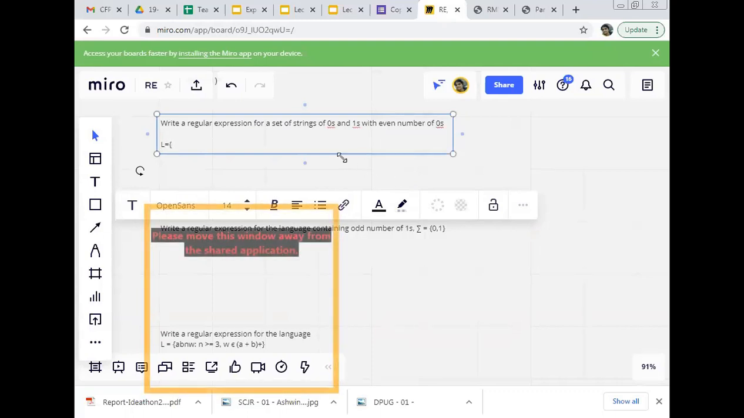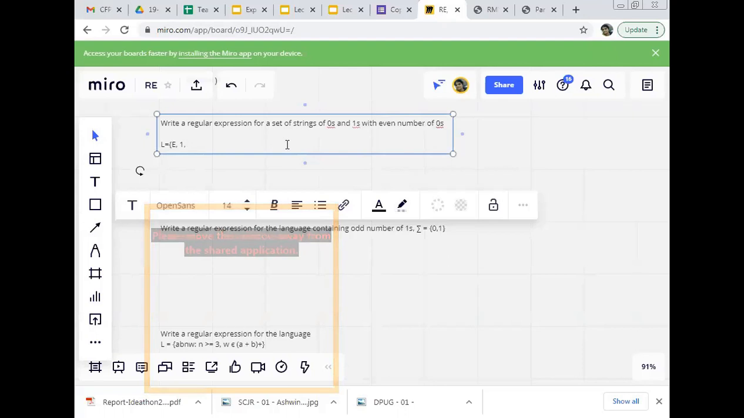What is the language? We can have epsilon, right? Then, can we have single length? If yes, what is the string of single length? Students, what is single length string? It is one. Yes, very good. Can we have zero? Can we have a single zero? No. Okay. Double length string.